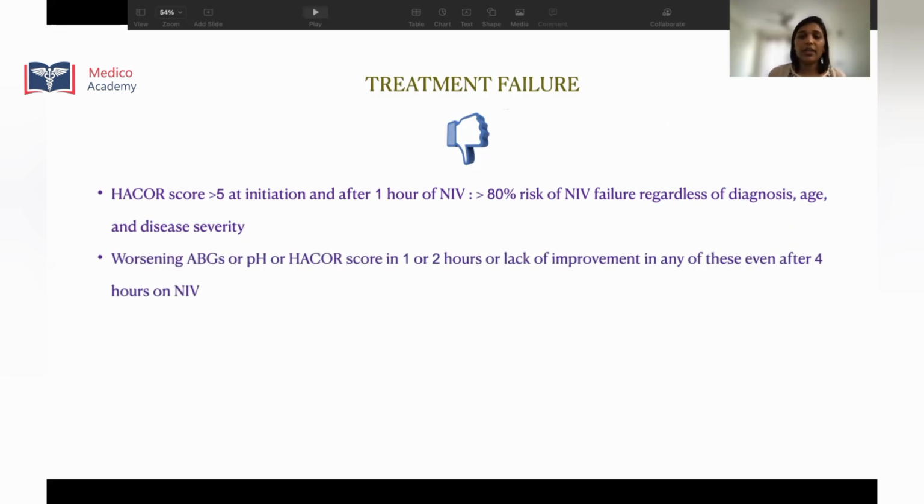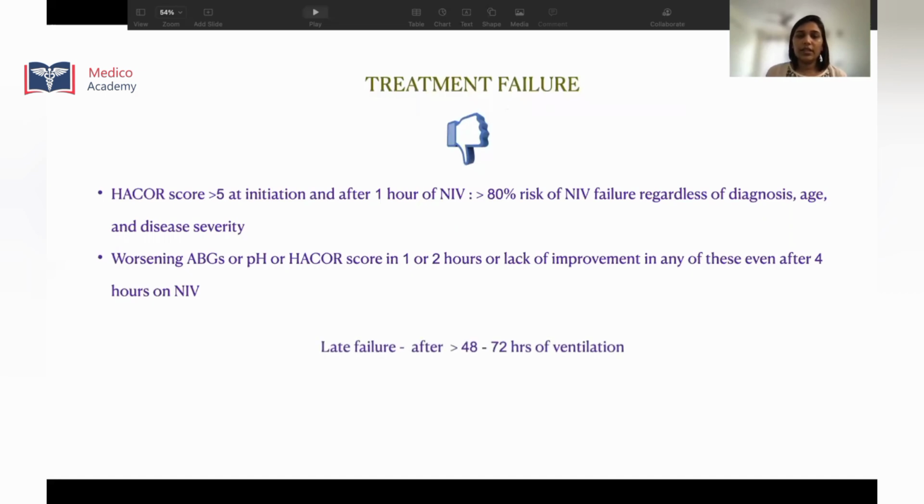Also, treatment failure is defined as worsening of ABGs or worsening of pH or worsening of HACOR score in 1 to 2 hours of initiation of NIV, or lack of improvement in any of these parameters even after 4 hours of NIV. So the maximum that you should wait for a patient who is not improving on NIV should be 4 hours. After that, you should take a call whether to intubate the patient or not if the patient is a candidate for invasive mechanical ventilation.